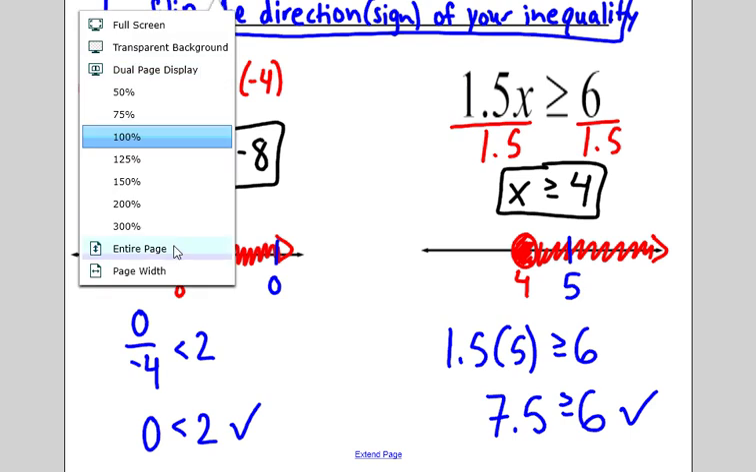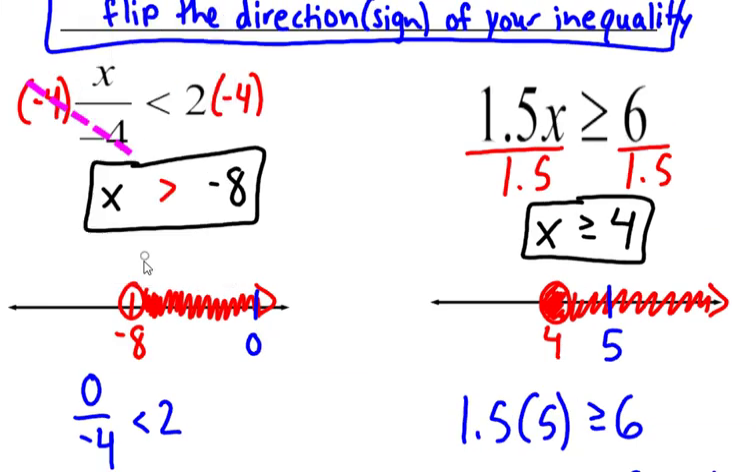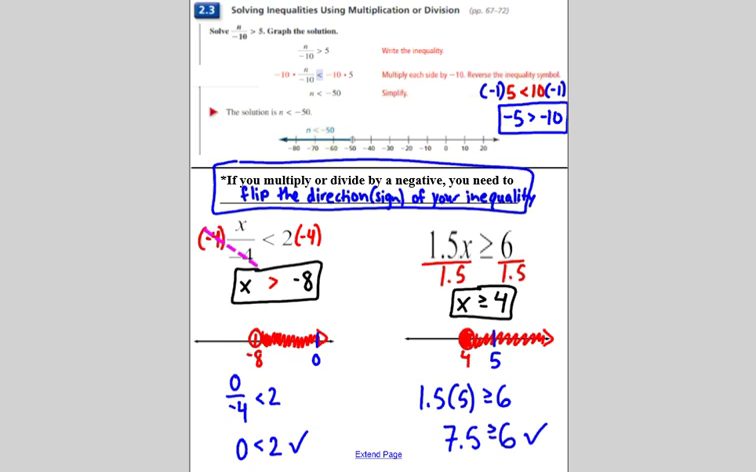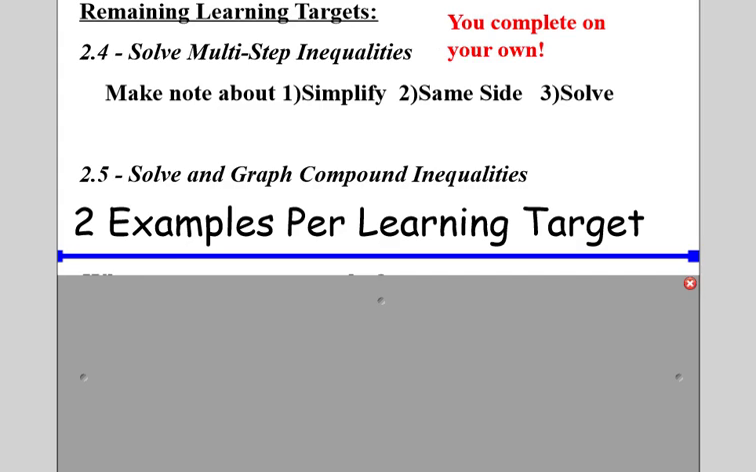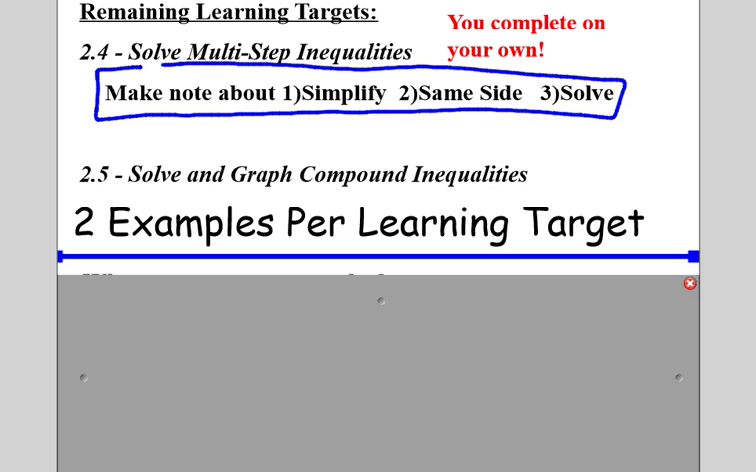And those are the 3 sections I believe that I am going to guide you through. The last 2 are going to be on you. So there's 2 more learning targets. 2.4 is on solving multi-step inequalities. I would make sure at the very top of that section to write what the 3 steps are for solving any multi-step inequality. It's the same for any multi-step equation. Simplify, same side, solve. Still be aware about multiplying or dividing by a negative. That will still change your sign even if it's a multi-step.